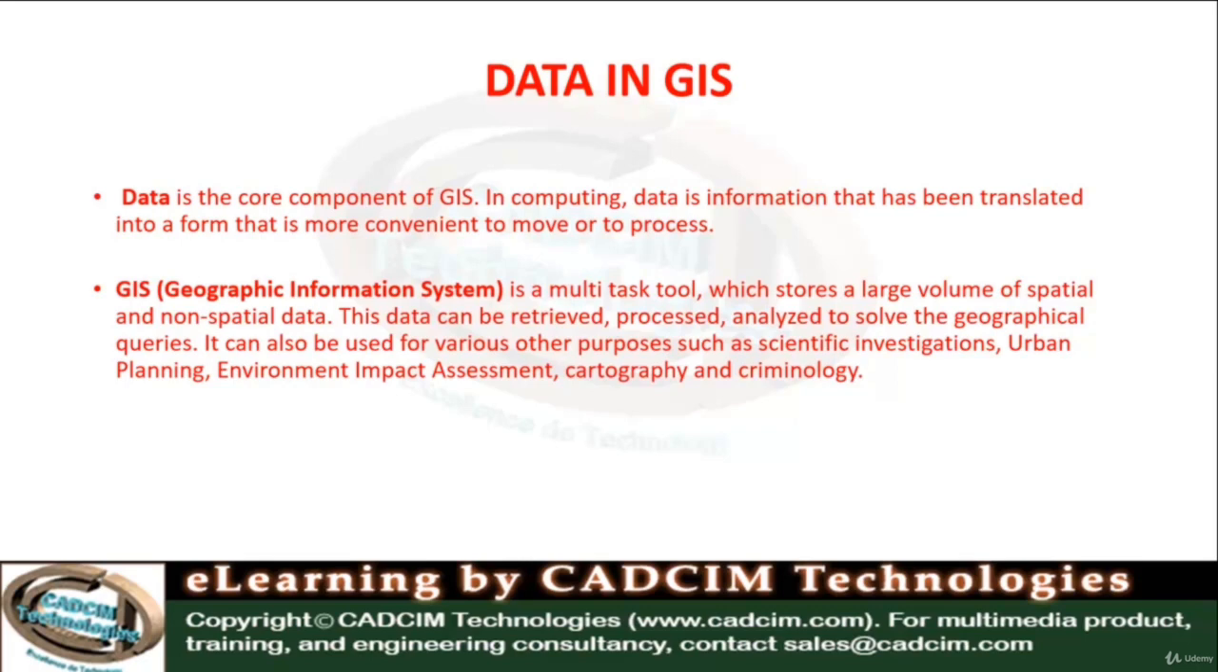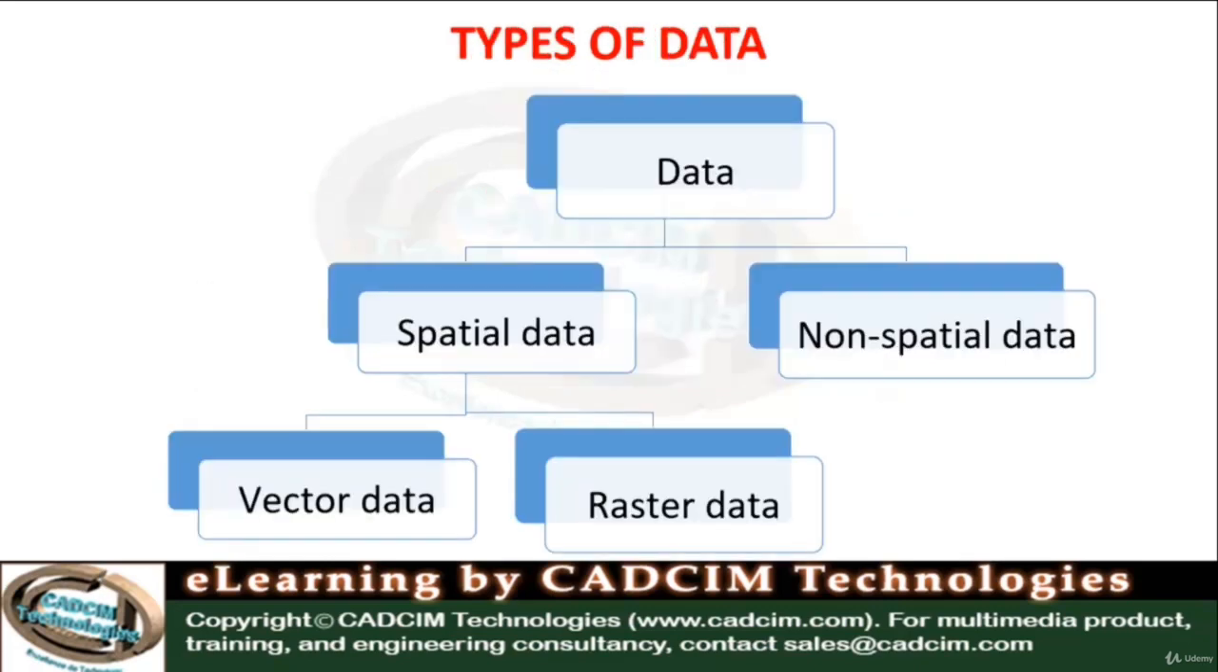Let's say, for example, a collection of latitude and longitude of your house. It is often the most expensive component in GIS. So here is the chart of types of data. Data is mainly divided into two parts, spatial data and non-spatial data. Spatial data is further divided into two subparts, that is vector and raster data.